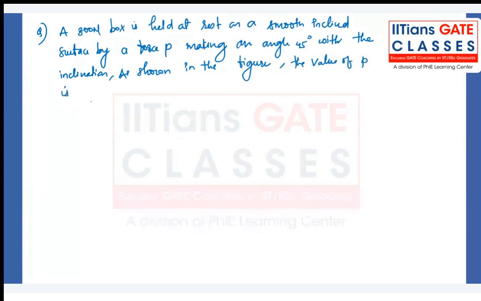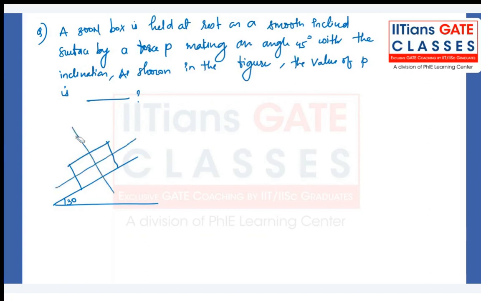Okay, so let me draw the figure. So this is 30 degrees, and we have one box here of 300 Newton. With respect to this we are applying a force at 45 degrees. This is the P force, and this angle is 45. This is the input to you. Okay, solve it.